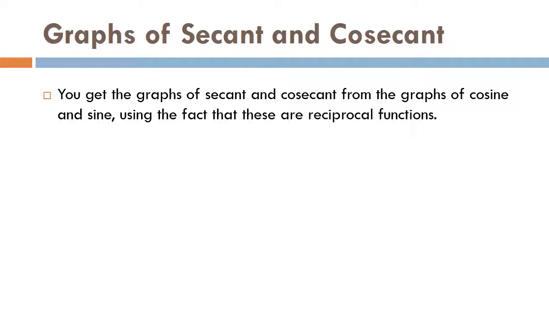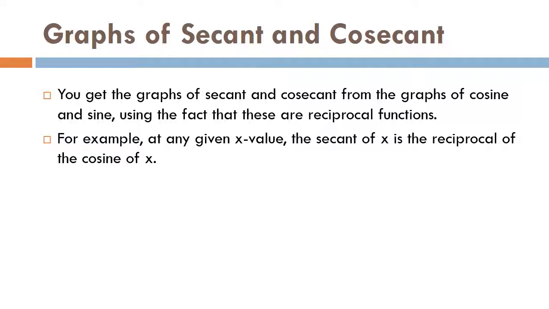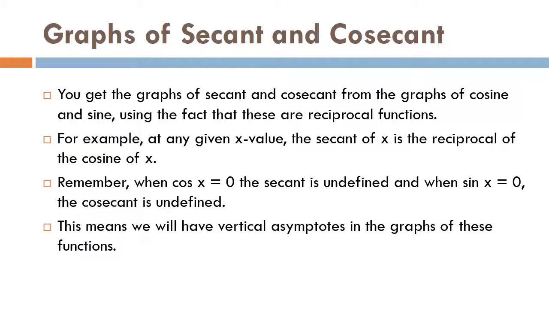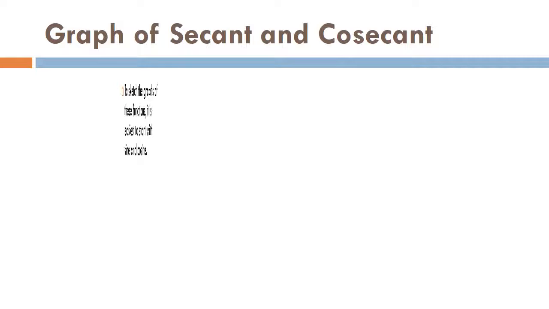To get the graphs of secant and cosecant, what we actually do, weirdly enough, is we start with the graph of sine or cosine, and then we go from there. For example, at any given x value, the secant of x is the reciprocal of cosine. So the easiest thing is to actually graph the cosine first. Now, when cosine of x is 0, the secant is undefined, and when the sine of x is 0, the cosecant is undefined. So we're going to have vertical asymptotes in both of these as well.